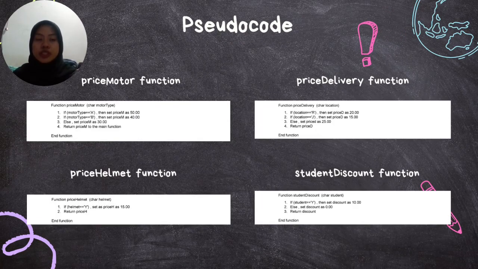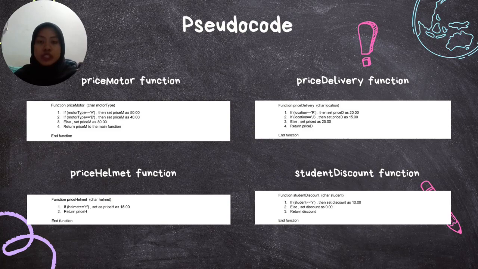Next, price motor function. These functions are designed to calculate the price of a motorcycle based on its type. This is the motor type with their price. After determining the appropriate price, return the value of price M to the main function using the return statement. Next, price helmet function. Check the value of helmet. If user enters Y, set the price helmet to 15 ringgit.